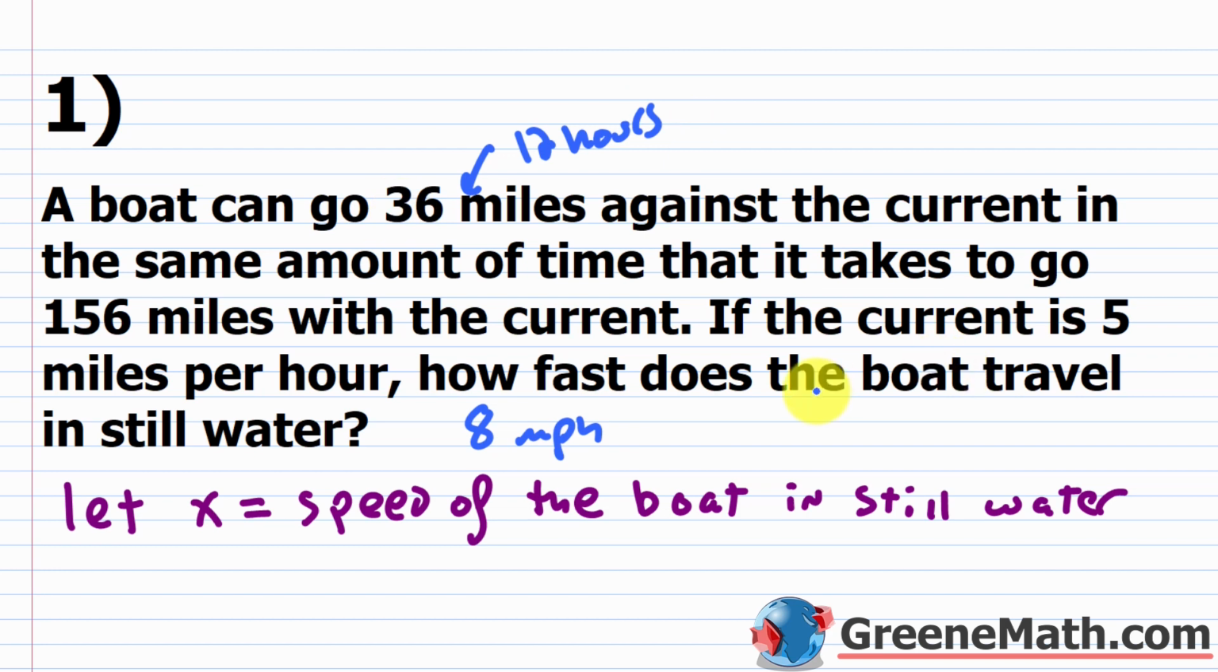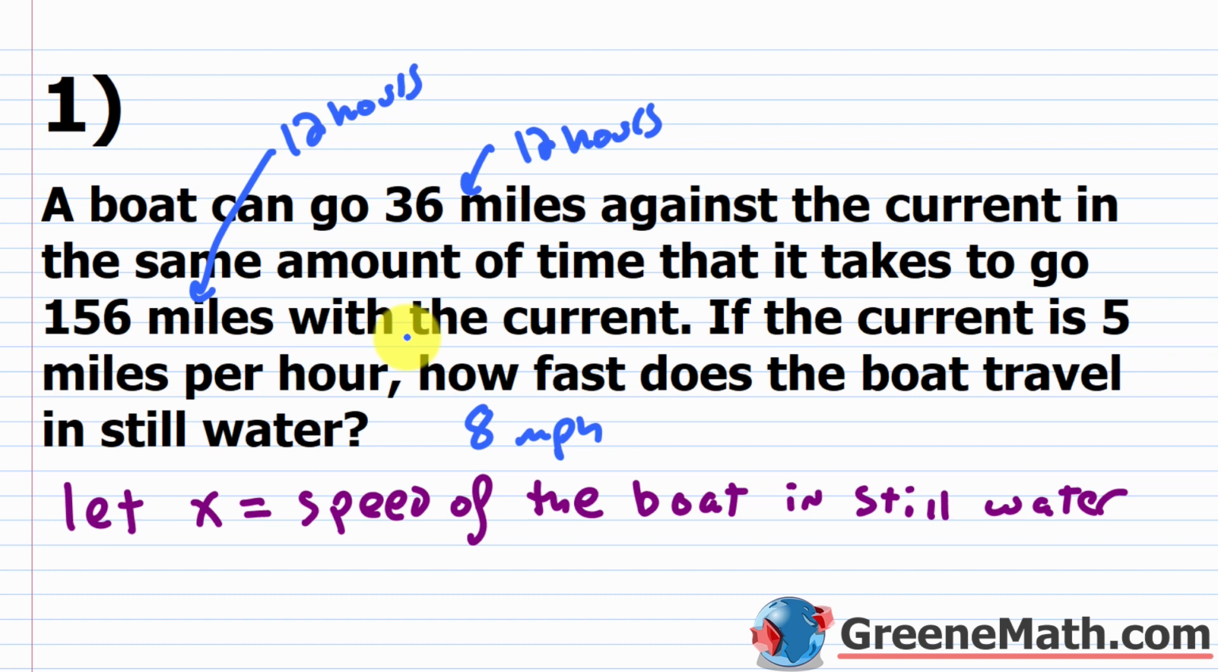Now, what about the other guy? Well, we know that the current is 5 miles per hour, and in still water, the boat's traveling at 8 miles per hour. So 8 plus 5 is 13. So this guy's going 13 miles per hour. And 156, which is your distance, divided by 13, which is your rate, well, that's going to give you 12, so that's 12 hours as well. So we'll arrow down there and just say this is also 12 hours.